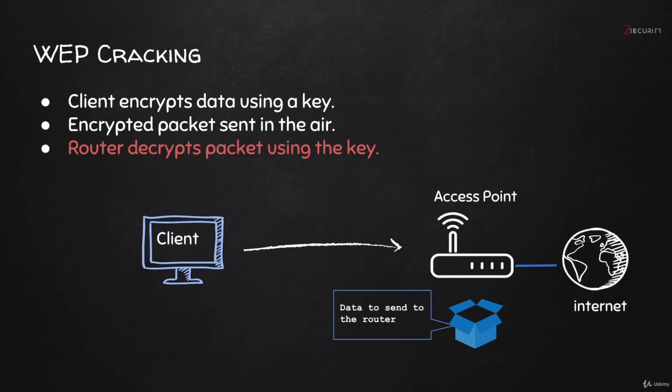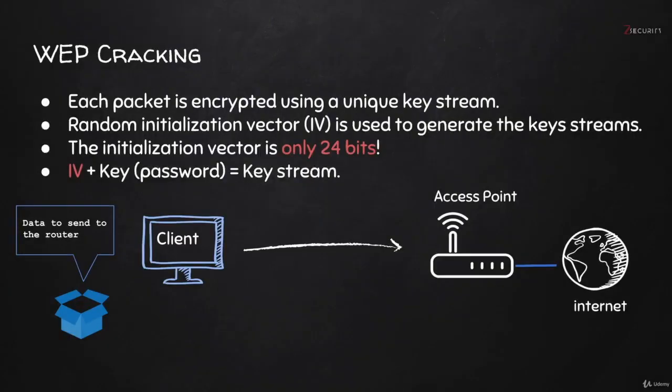So the algorithm and the way RC4 works is actually fine. The problem is with the way that WEP implements this algorithm. And to understand this, let's zoom in a little bit more on each step. So going back to the first step, we have the client trying to send data to the router, and the data that it wants to send is "data to send to the router". In order to encrypt this, WEP tries to generate a unique key for each packet. So literally each packet that's sent into the air, it tries to create a new unique key for it.